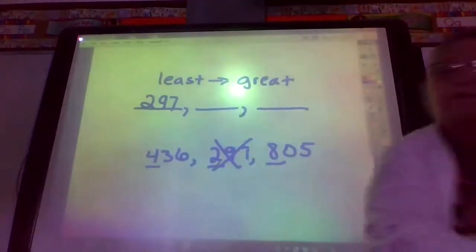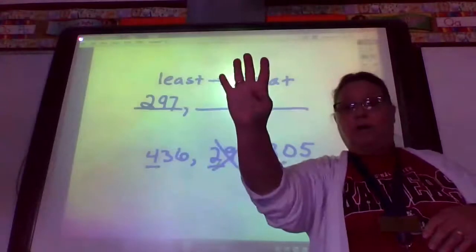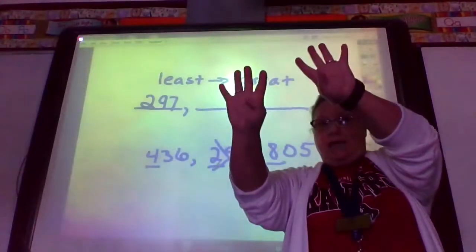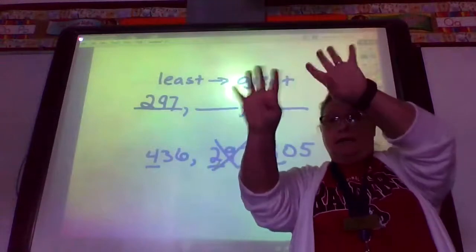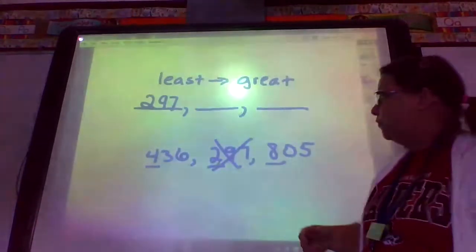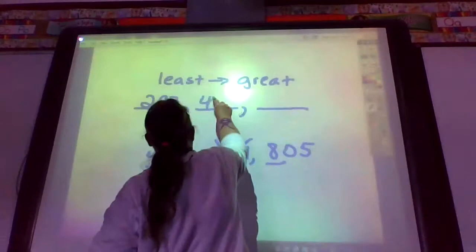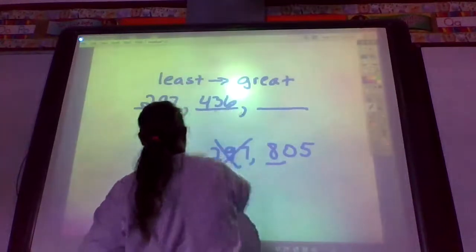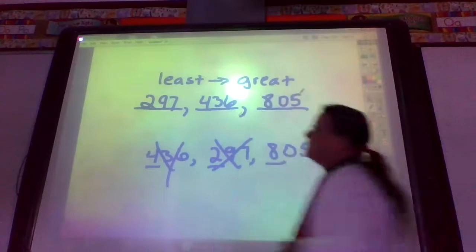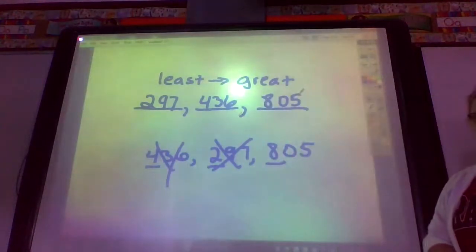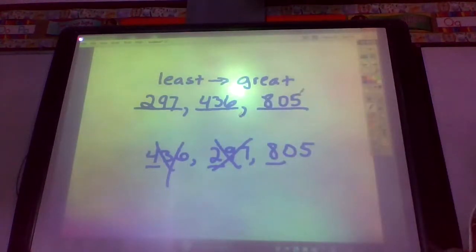Now which number is the smallest now? 4 or 8? Which is the smallest? The 4 is. So 436. And then we have 805. Least to greatest. Littlest to biggest. Okay?